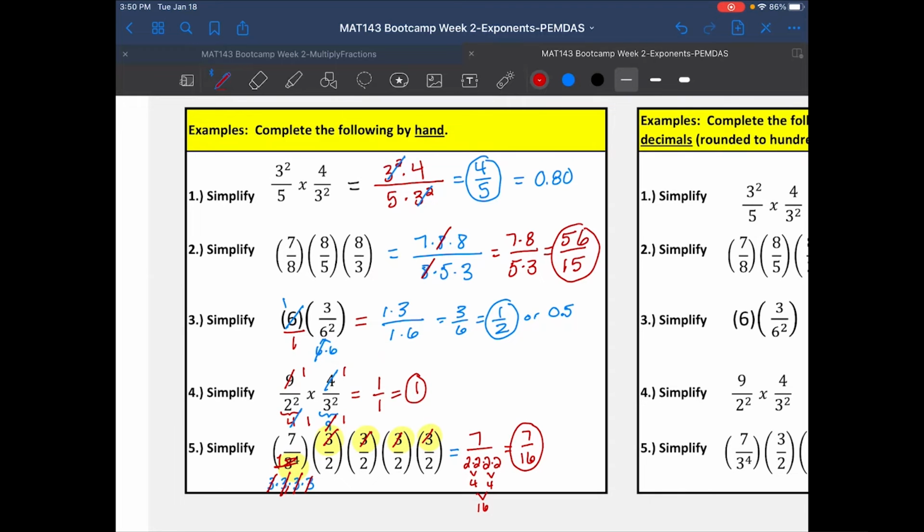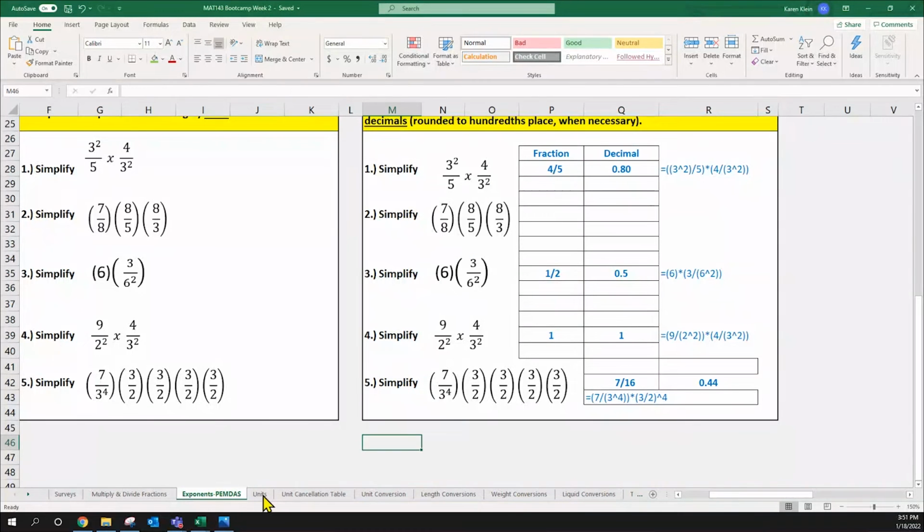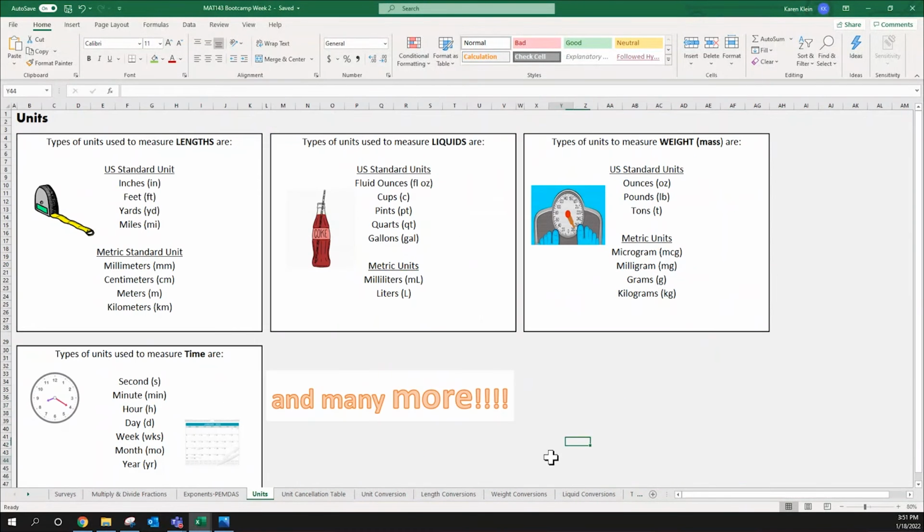Now we're going to get into the content. These are all the prereq skills we need in order to be successful in our lesson coming up. And our lesson this week is dealing with units. So I'm going to switch back over here to my Excel sheet, and we're going to switch tabs to the tab that's labeled units.